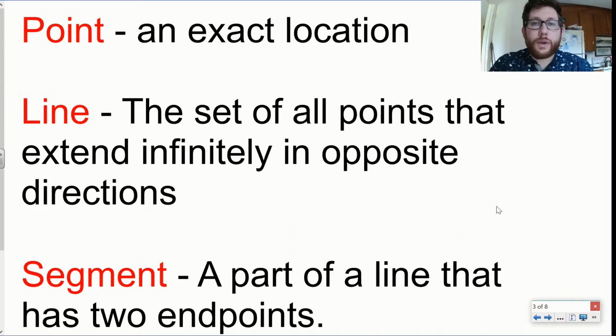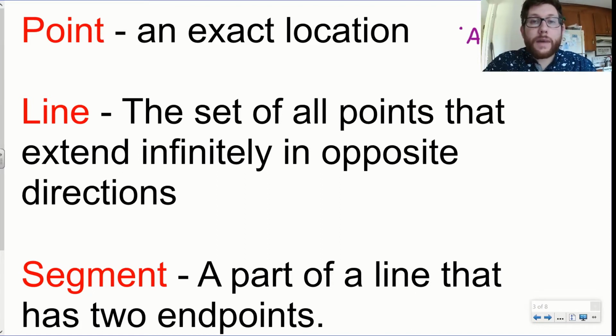So let's start with a point. A point is an exact location. So it looks something like that. And a lot of times what we'll do is we'll put a capital letter, like A or B. And that should be exactly what we think it is, right?